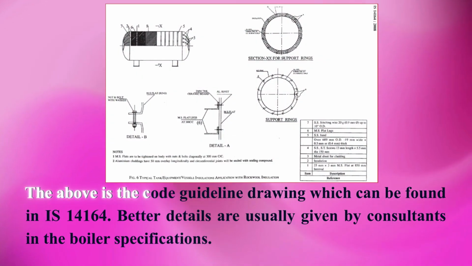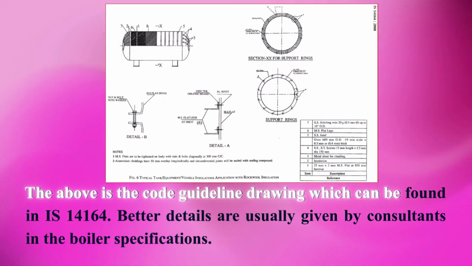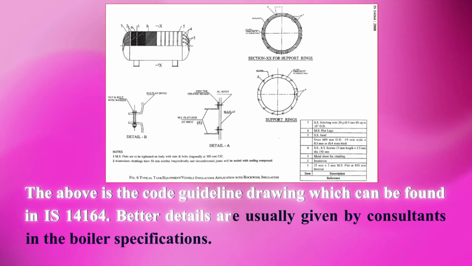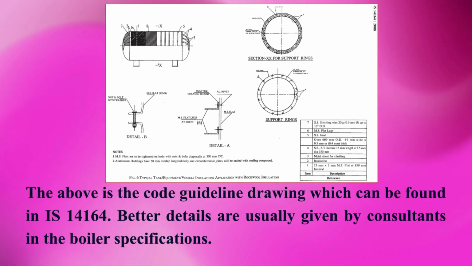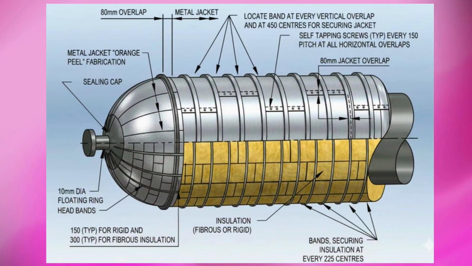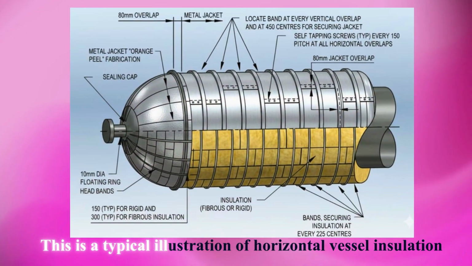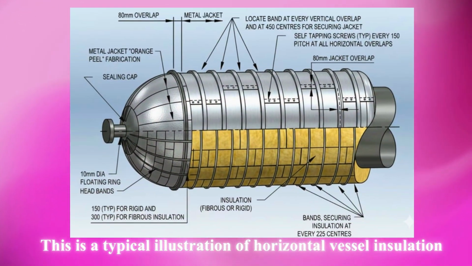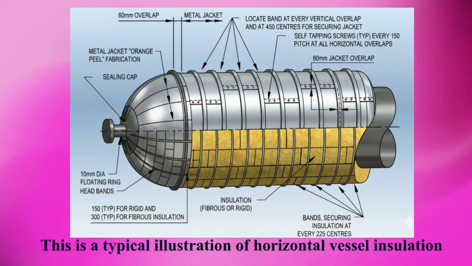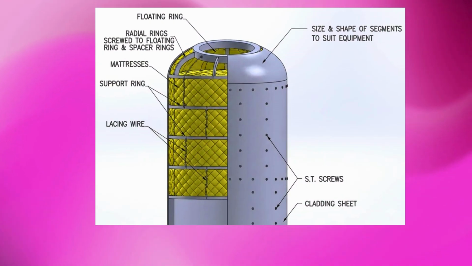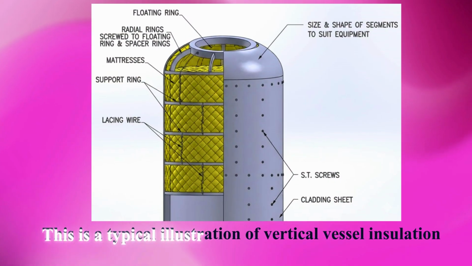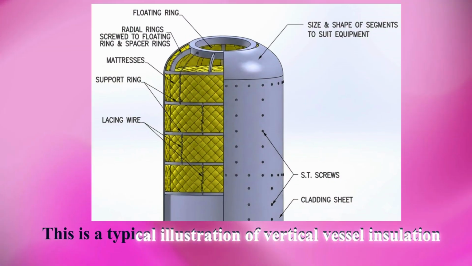The above is the code guideline drawing, which can be found in IS 14164. Better details are usually given by consultants in the boiler specifications. This is a typical illustration of horizontal vessel insulation. This is a typical illustration of vertical vessel insulation.